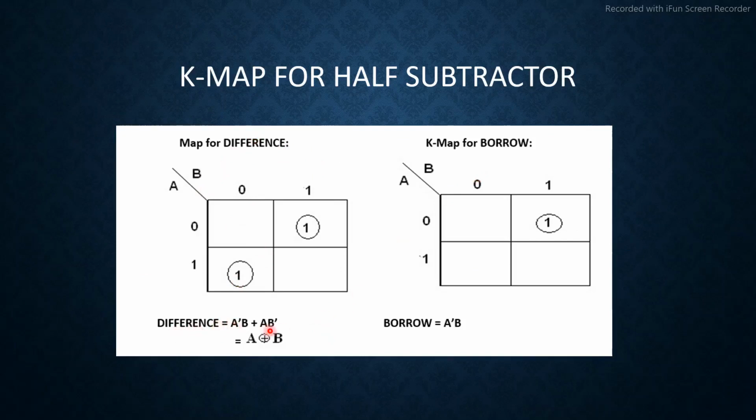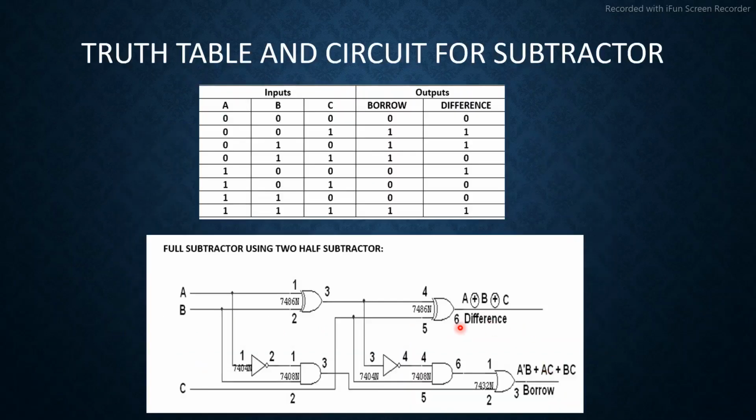The expression for difference here is A bar B plus A B bar and the expression for borrow is A bar B. Truth table and circuit for full subtractor. This is the truth table for full subtractor and this is the circuit for full subtractor. We have used two half subtractor circuits for the full subtractor. We have used two XOR gates, two AND gates, two NOT gates and one OR gate to connect both the half subtractors.